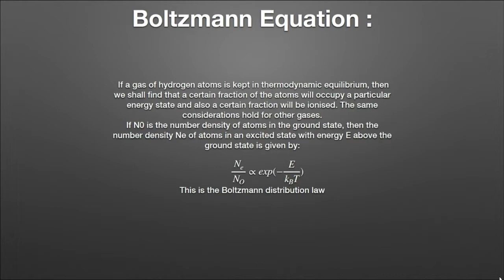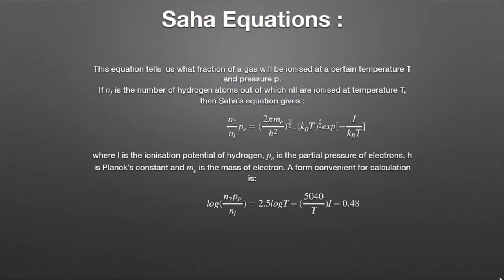Following this, we have the Saha equation. Next. In 1919, the Indian physicist M.S. Saha derived an equation which tells us what fraction of a gas will be ionized at a certain temperature T and pressure P.